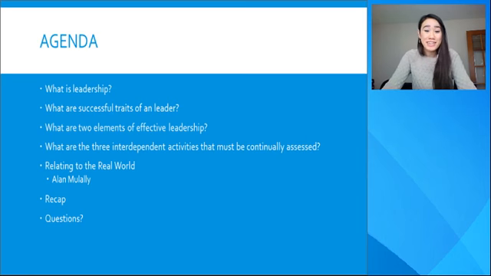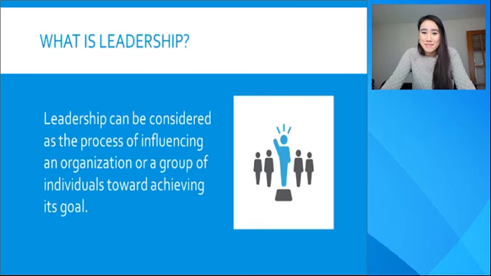So let's truly begin. What is leadership? Well, leadership, according to Desmond, Nama, and Eisner, the authors of Strategic Management, they concluded that leadership is the process of transforming organizations from what they are to what the leader would have them become. So in addition, leadership can be considered as a process of influencing an organization or a group of individuals towards achieving its goal.